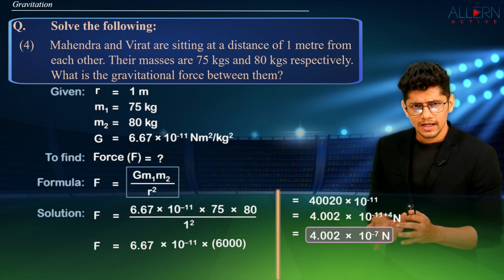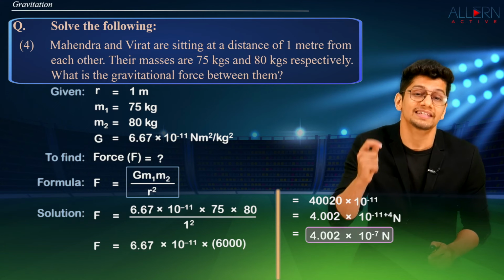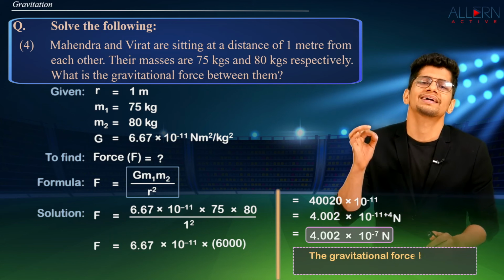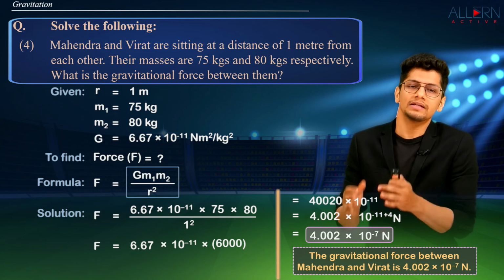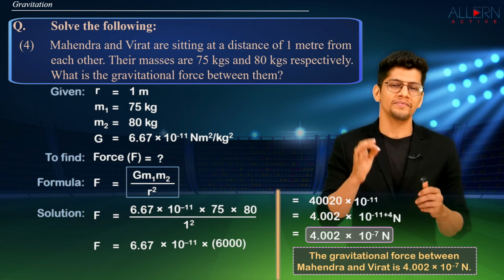With this, the numerical or the word problem is not yet done. You have to write the final statement, which is very, very important. What is the gravitational force between them? The gravitational force between Mahendra and Virat is 4.002 into 10 raised to minus 7 Newton.